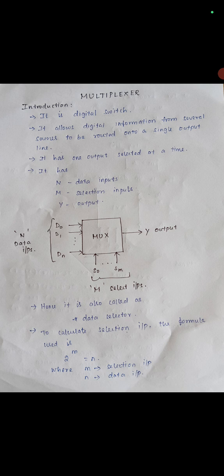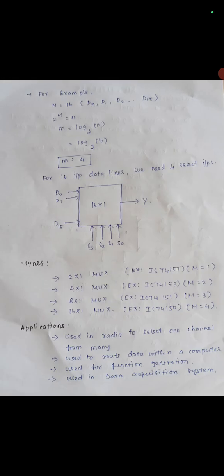Next, you will have a question: how to design a mux and how to calculate the selection lines for the mux. We have a formula to calculate the selection inputs: 2 power m is equal to n, where m is the number of selection lines and n is the number of data lines. Let's see it with an example.